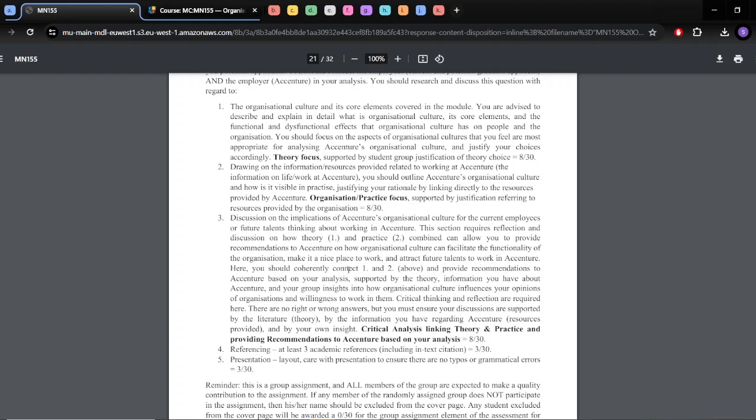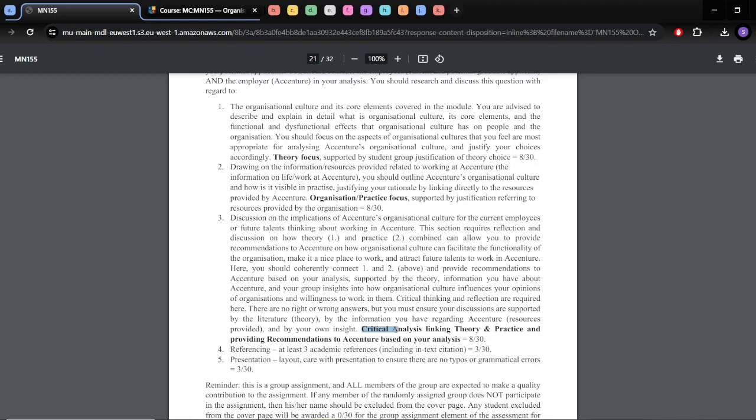Here you should coherently connect 1 and 2 above and provide recommendations to Accenture based on your analysis, supported by the theory, information you have about Accenture, and your group insights into how organizational culture influences your opinions of organizations and willingness to work in them. Critical thinking and reflection are required here. There are no right or wrong answers, but you must ensure your discussions are supported by the literature, by the information you have, and by your own insight.